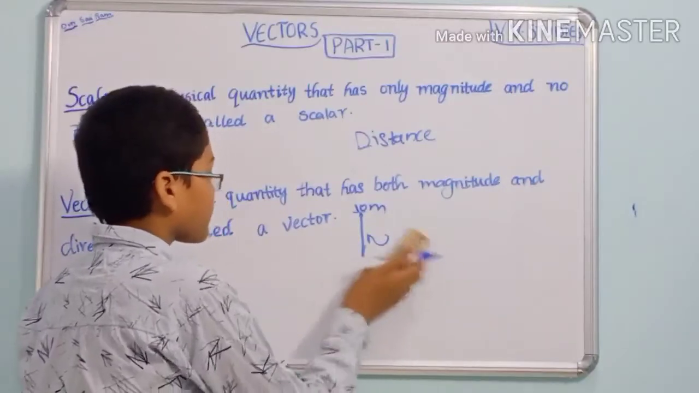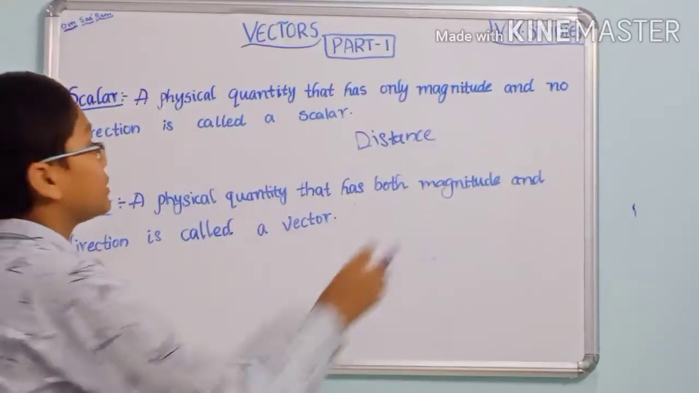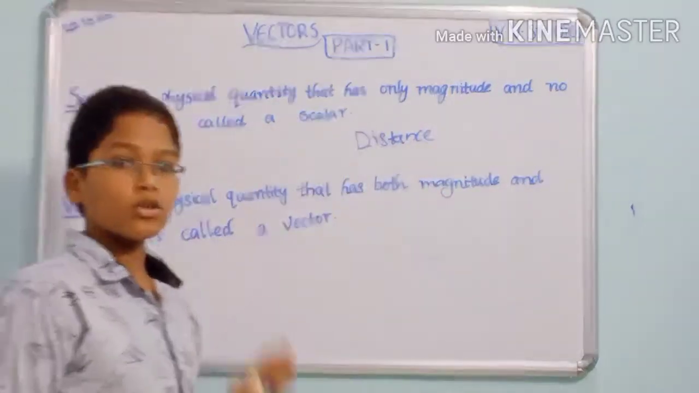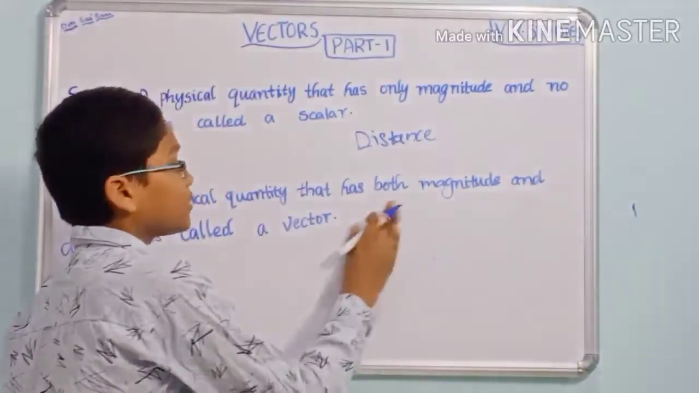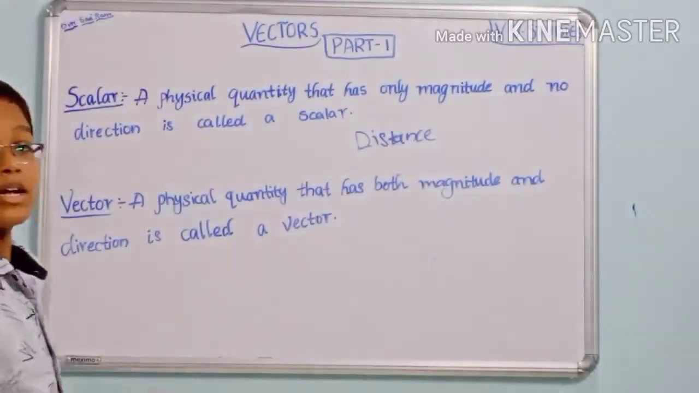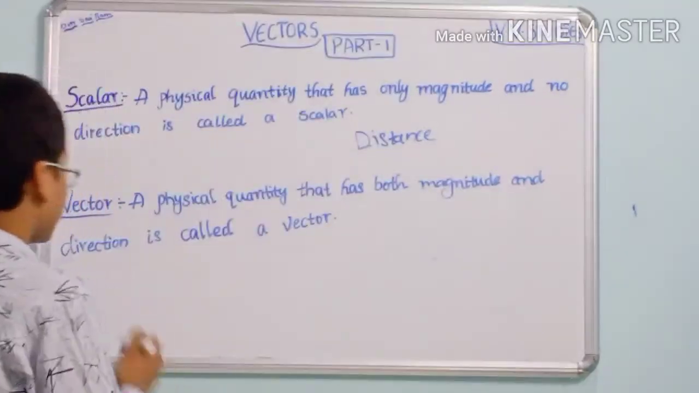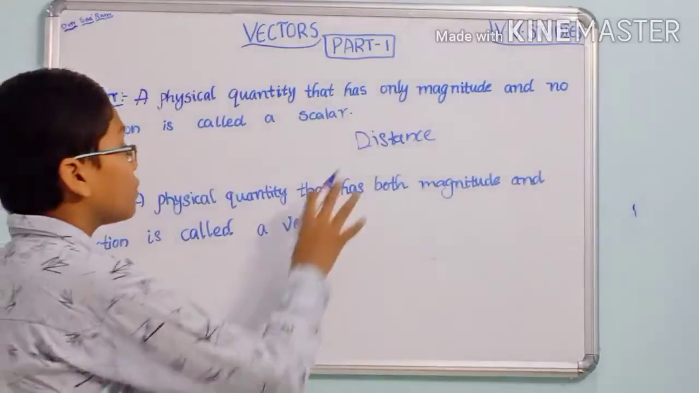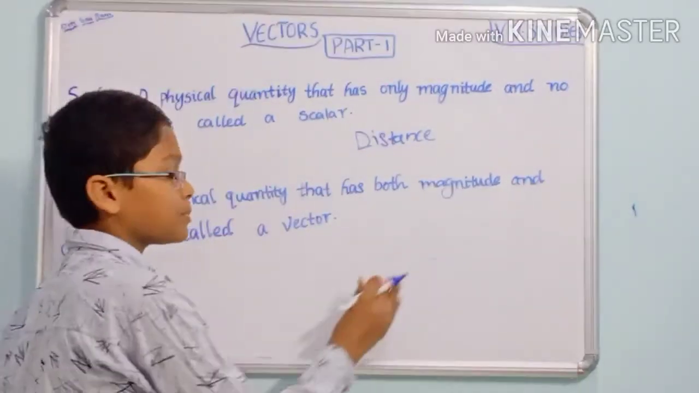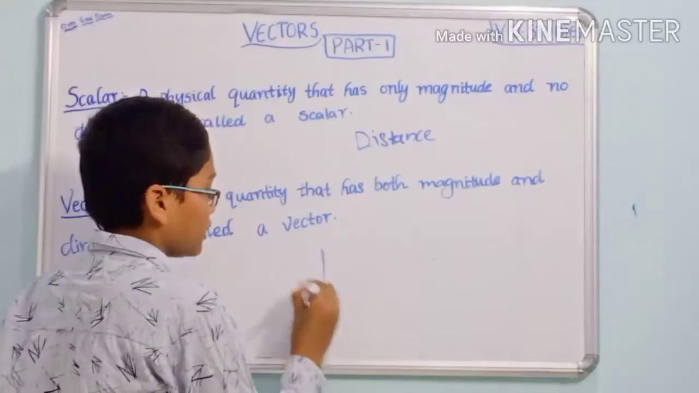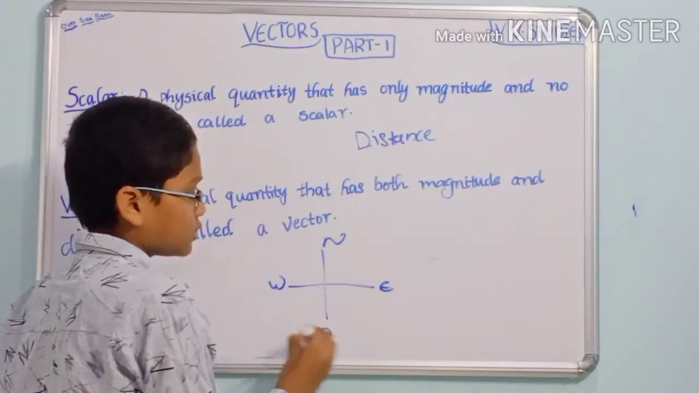So a scalar, a physical quantity that has only magnitude and no direction, does not depend on direction. That is scalar. Now what is a vector? A physical quantity that has both magnitude and direction is called a vector. Now you will understand the difference between a scalar and a vector from the definition of vector. See, now again, east, west, north, south.